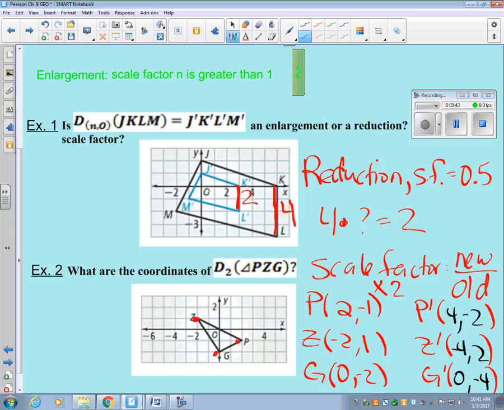Okay, so when you have a shape and you know the scale factor, all you have to do is multiply the coordinates by the scale factor. The new coordinates will be your new shape. So P prime is 4, -2. C prime is -4, +2. And G prime is over 0, down 4. Okay, your new shape, twice as big as your old one. Pause so you guys can draw.